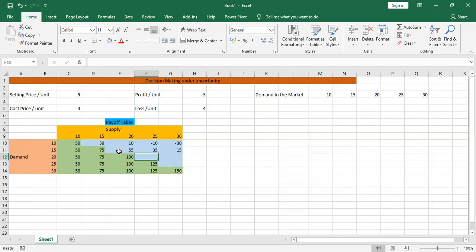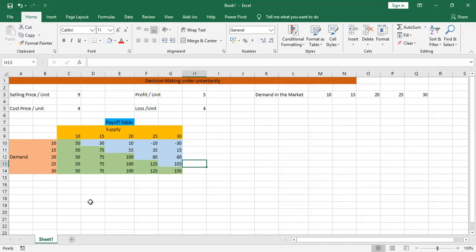Similarly, 100 minus 20 is what? 80. 80 minus 20 is what? 60. 125 minus 20 is what? 105. This is called a payoff table.